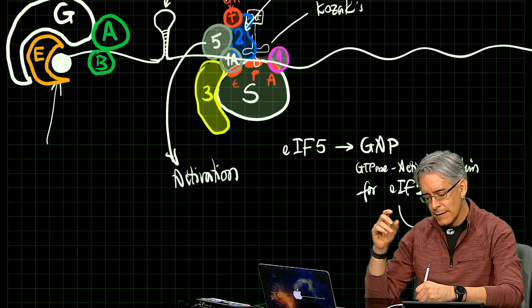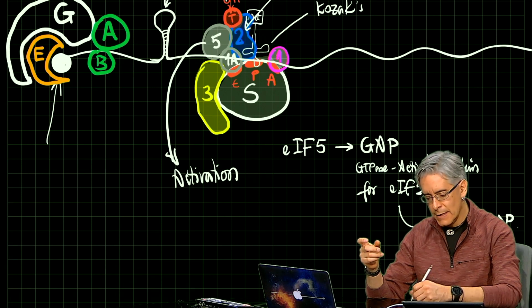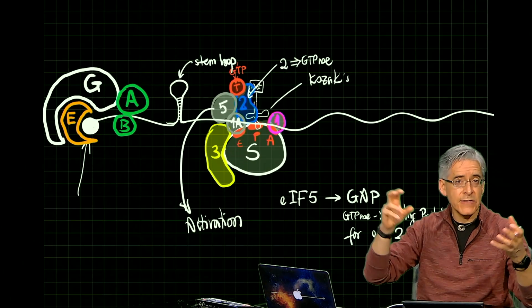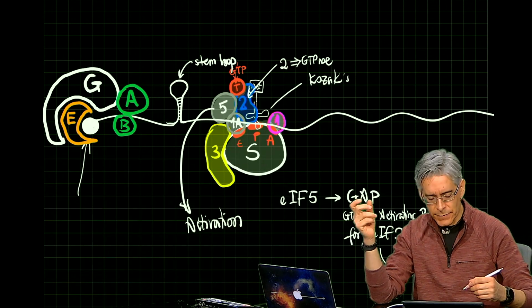It'll then take that GTP and hydrolyze it into GDP. And when that hydrolysis takes place, there is a strong change in the shape of factor 2.